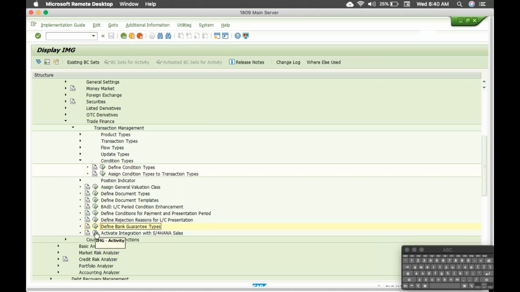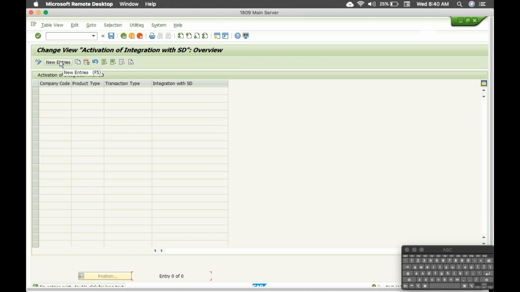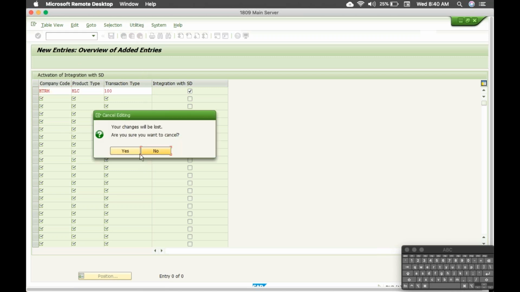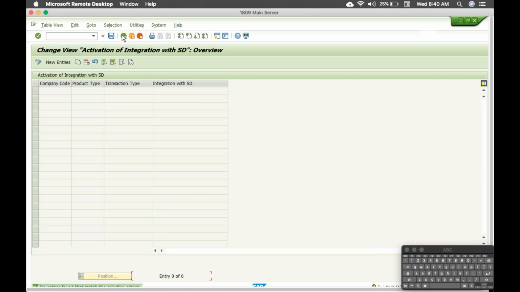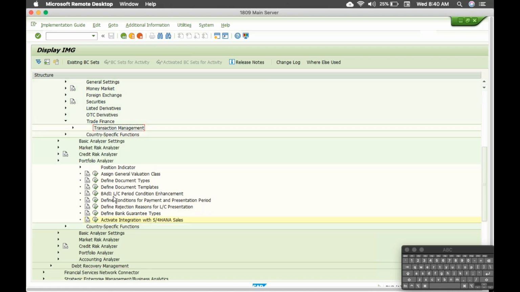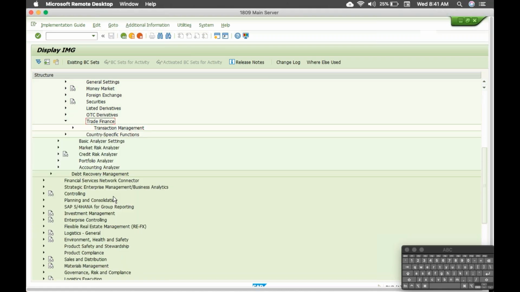Then activate integration with S/4HANA sales. So from the sales side also we need to activate. Enter your company code. Most of the times this will not be directly activated. Product type HLC. Transaction type 100 with integration. Directly you cannot activate. Why? Because there is one BAdI which we need to activate. Okay, so this is the procedure that we need to follow from the trade finance point of view.